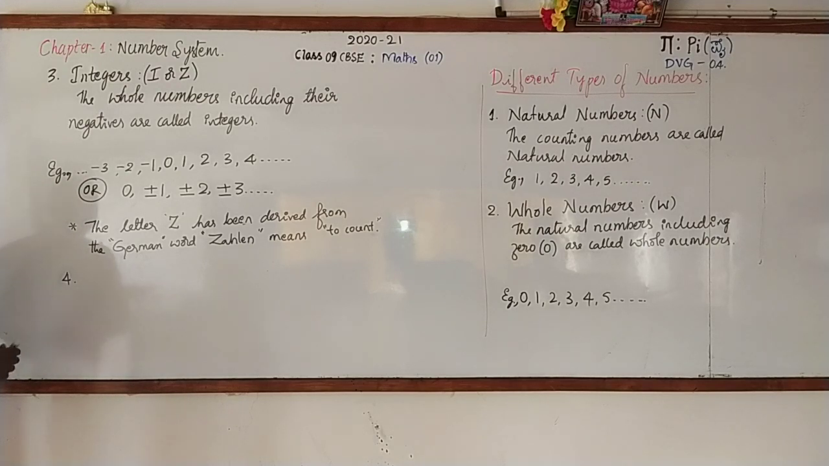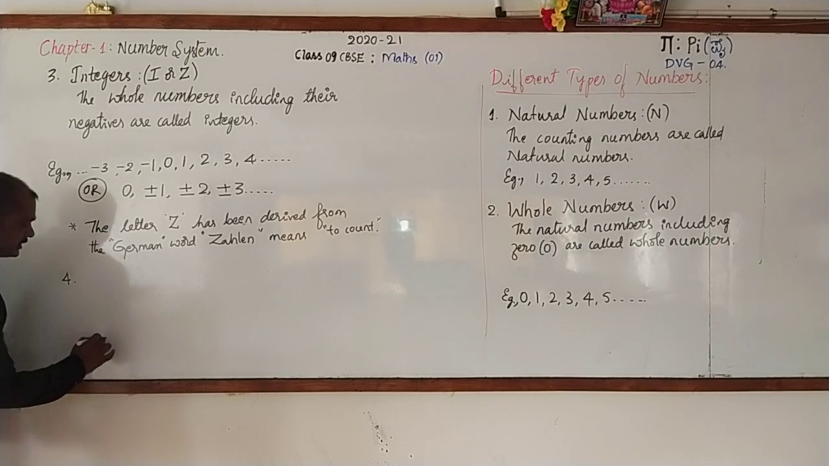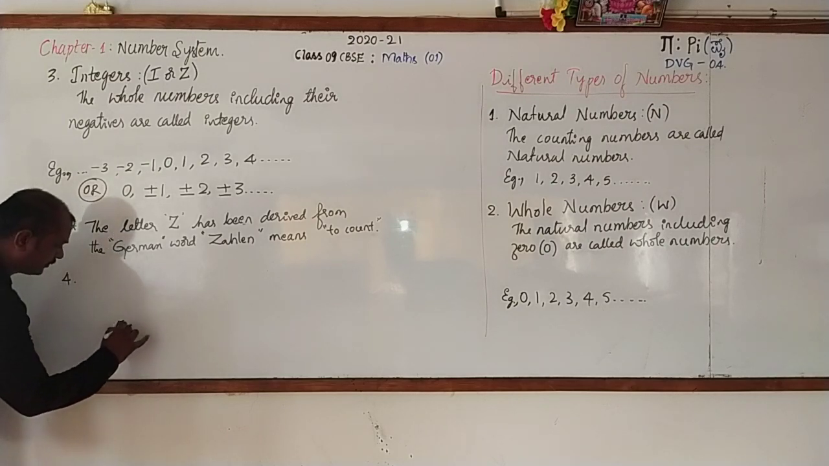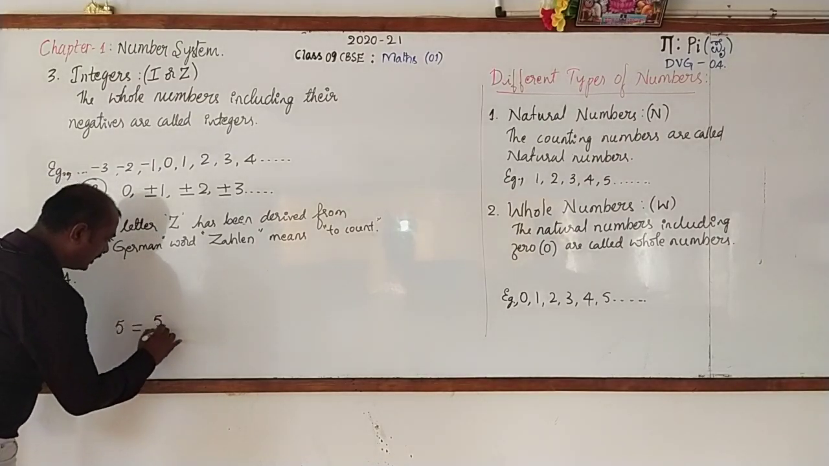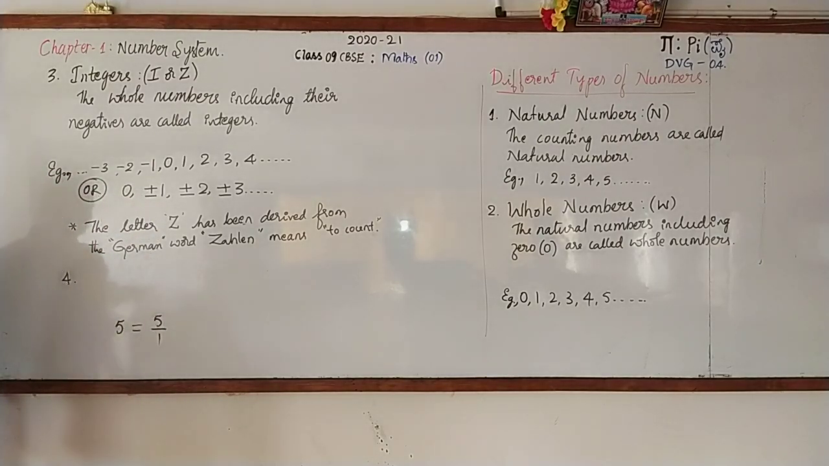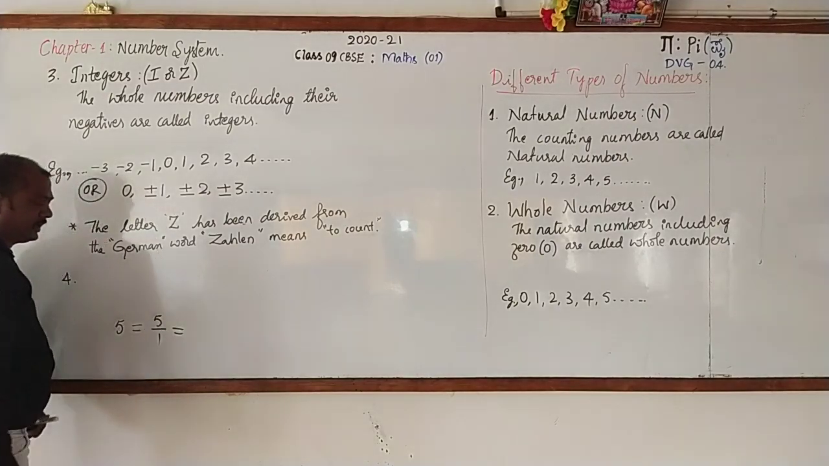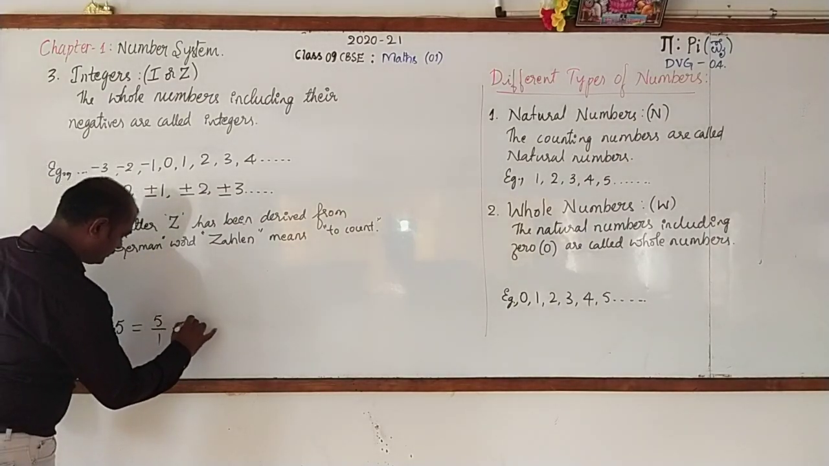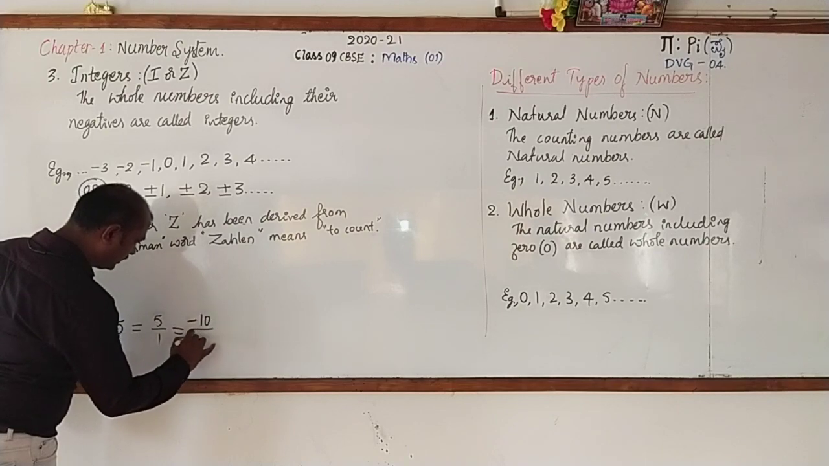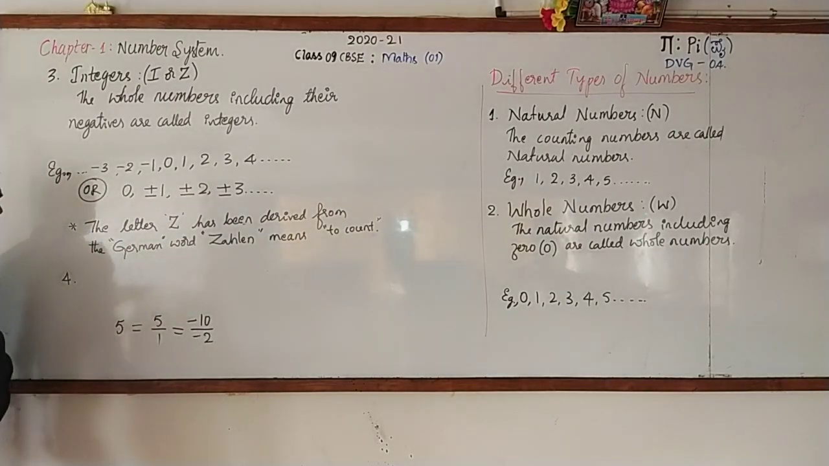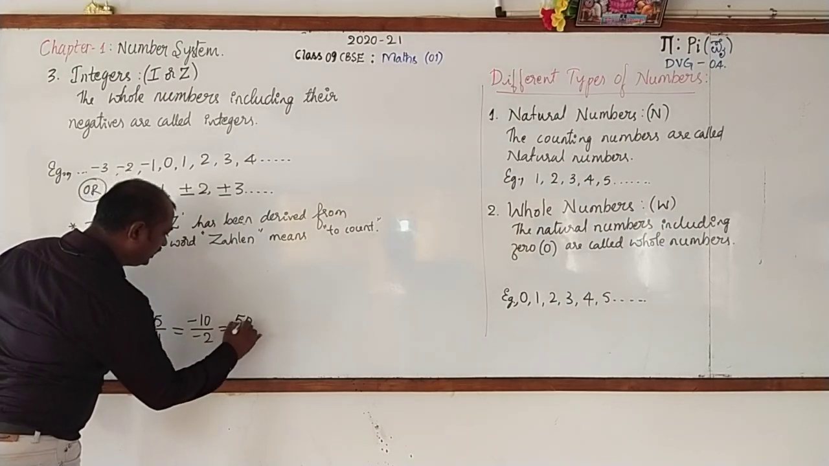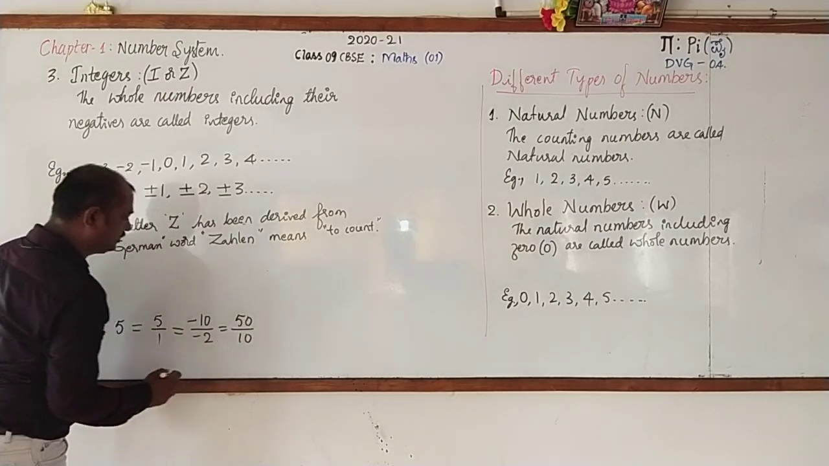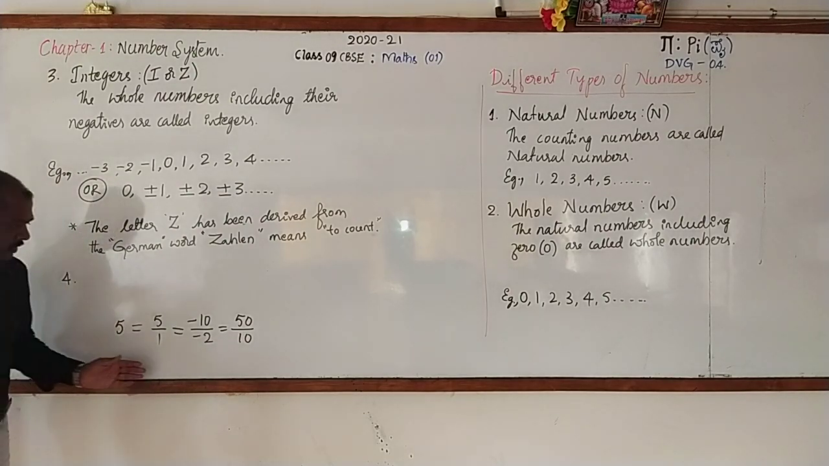Now, let's move on to fourth one. Observe this example. 5. Can we write 5 as 5 by 1? No doubt. 5 as minus 10 by minus 2, certain. You can also write it as 50 by 10. Just observe all these.